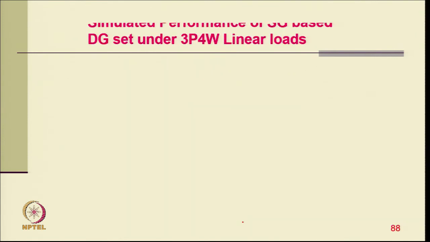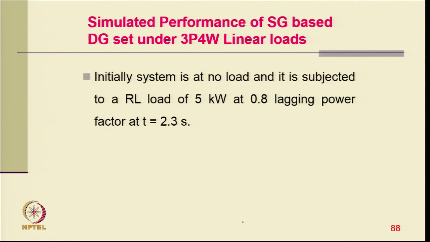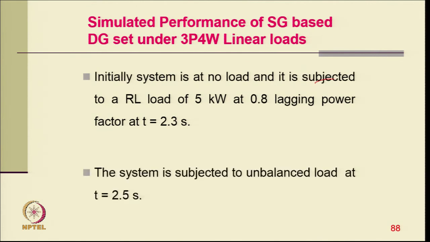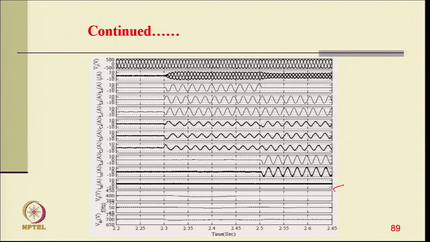And that is the source neutral current reference is 0, initially no load, and then subjected to RL load of lagging power factor, and then subjected to unbalanced load. So, these are the typical results: we have a no load, then we have a full load, then we have an unbalanced load, where one phase load is removed.